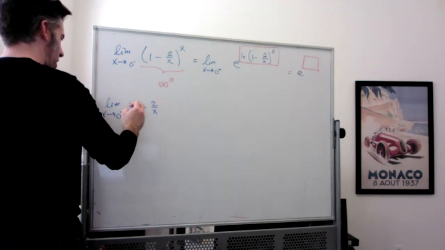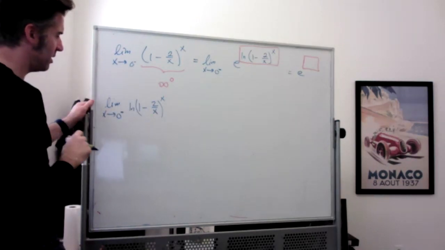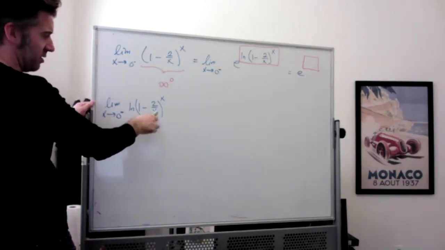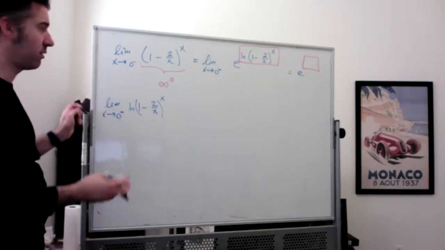Sorry, the natural log of 1 minus 2 over x to the x. And the reason we have to be approaching 0 from the left is so that this part is negative, so that this whole part is positive. Otherwise, you couldn't take the natural log of it.